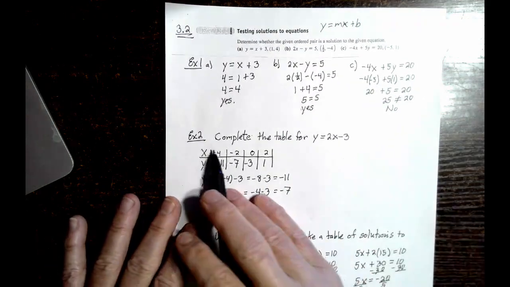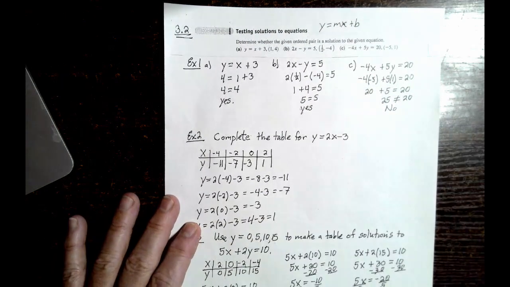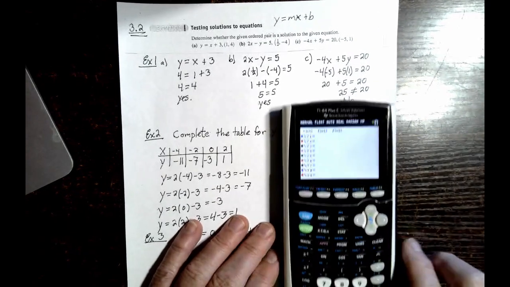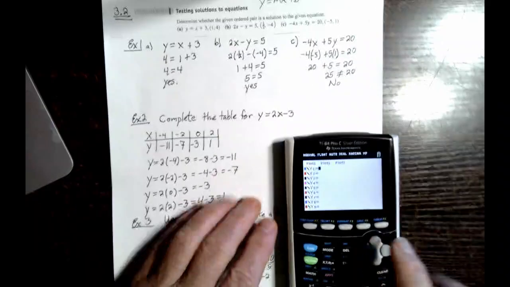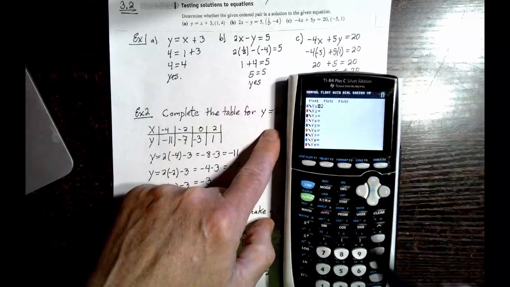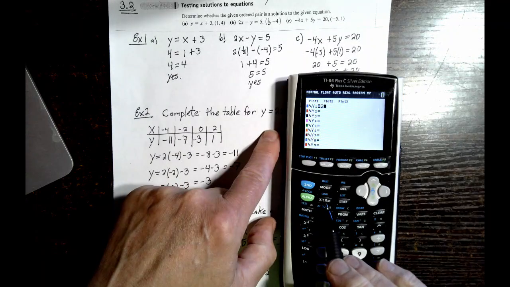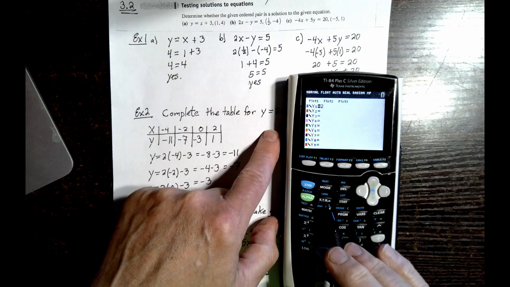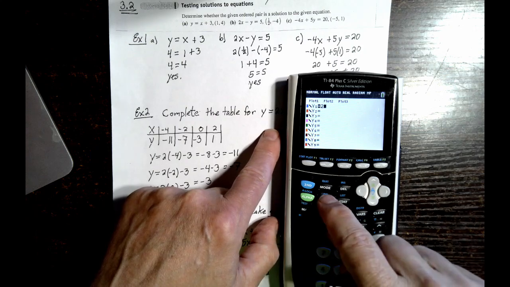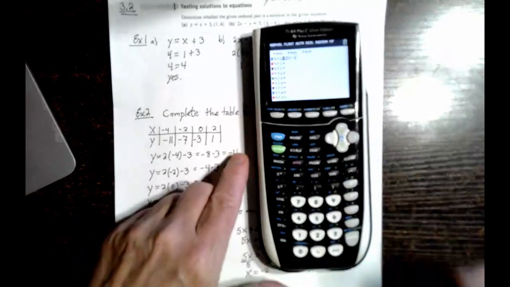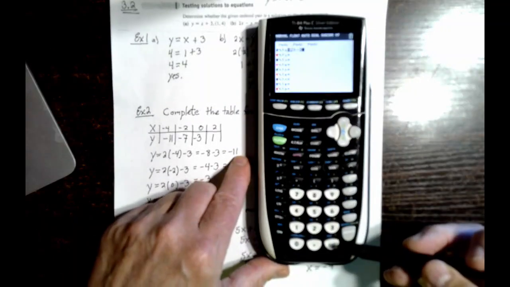Alright, now example 2, it says complete the table for y equals 2x minus 3. So you take your calculator and you hit y equals, okay, and you type in 2x subtract 3. So 2, and your x key is found right here. It's the second row, second one over. It actually says x, tau, theta, and n. But that's your x key. So x, and then you subtract and 3. Now remember, you hit subtraction here. Your negative key is right here.